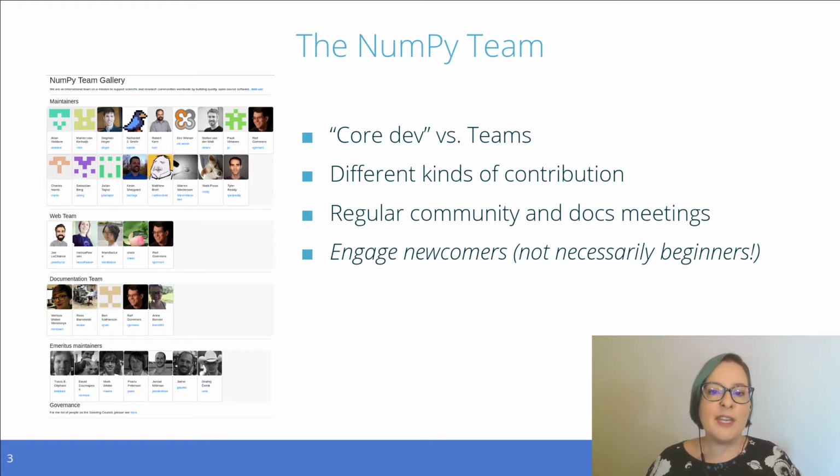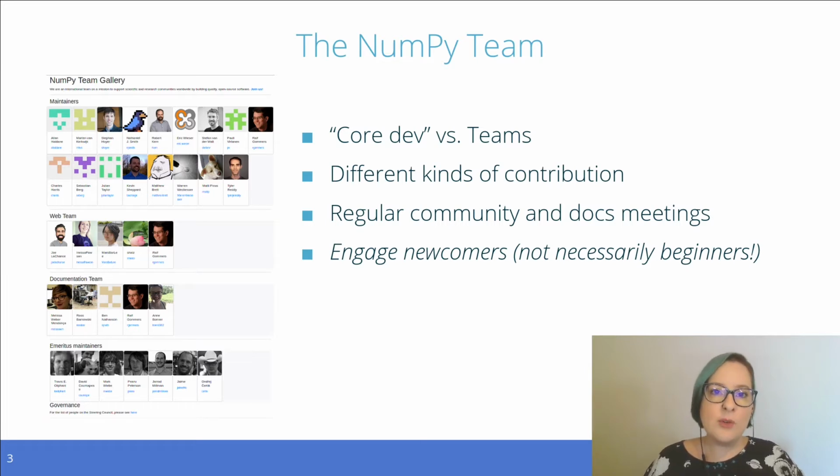We have been holding regular community and docs meetings for a while, and this has helped with the communication of other contributors and potential contributors that want to approach our community. And we are trying to engage more newcomers.